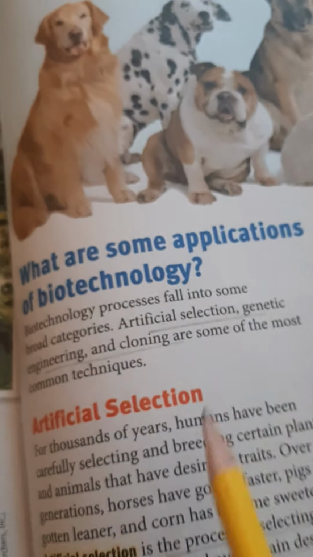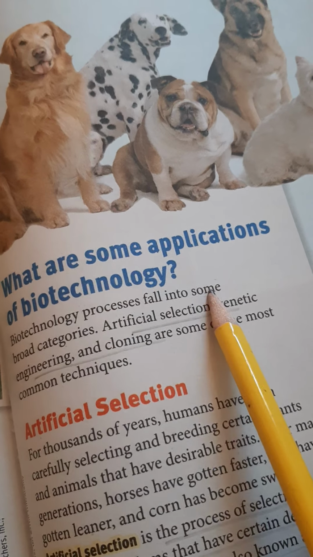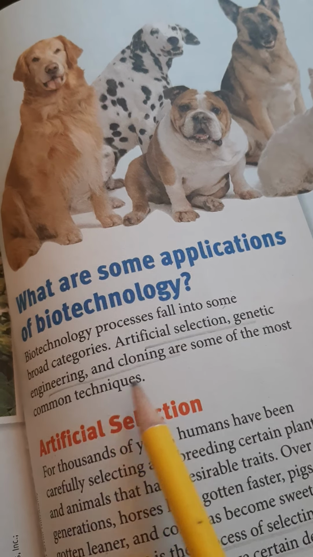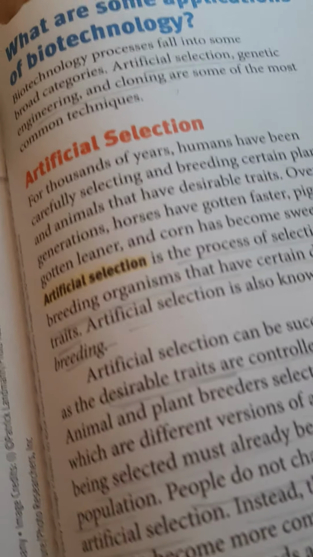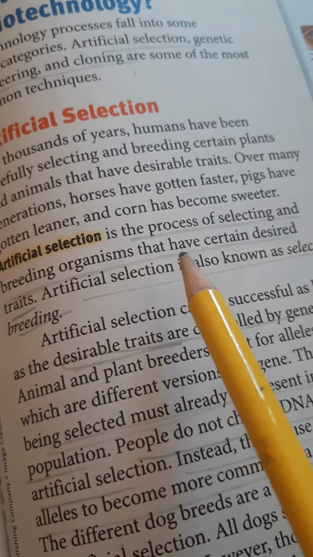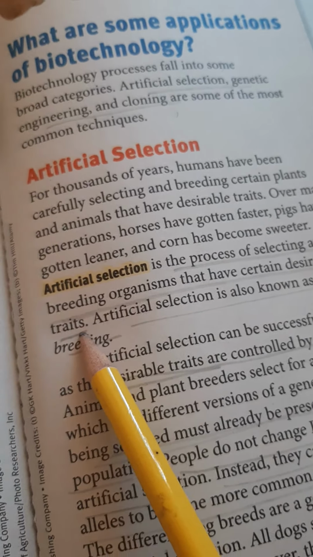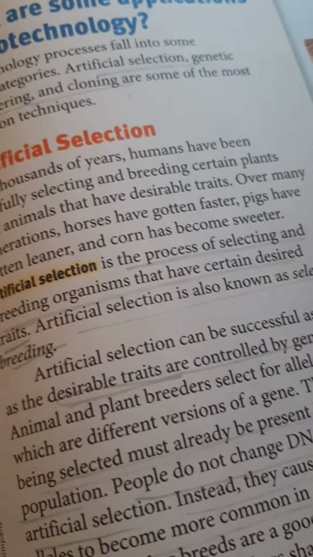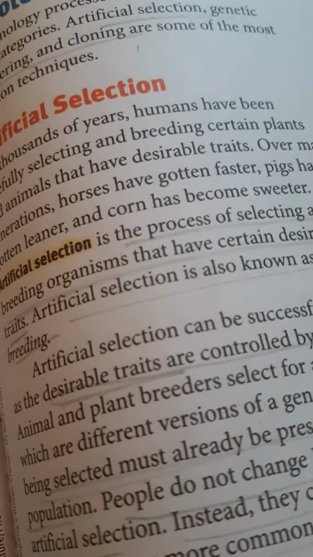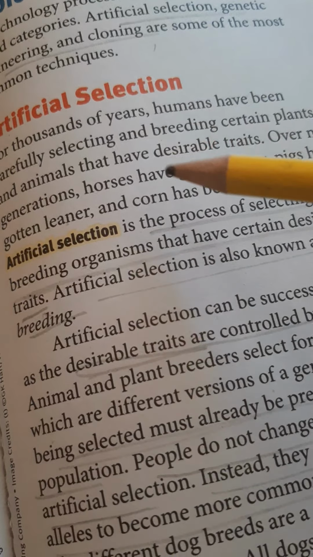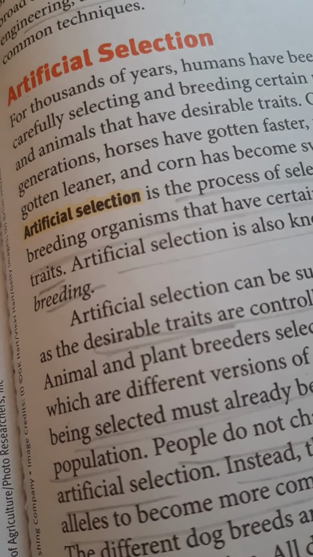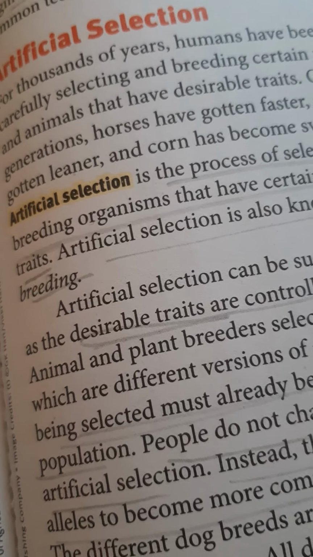Now, what are some applications that are used in biotechnology? We have 3 modern things: artificial selection, genetic engineering, and cloning. When I say artificial selection, it's the process of selecting and breeding organisms that have certain desired traits. So I use an individual with a specific trait that I want, and I use these organisms to breed to produce new organisms that have this trait.